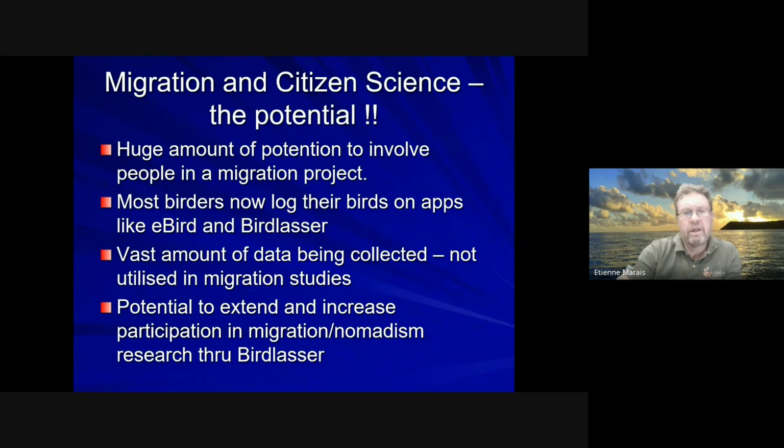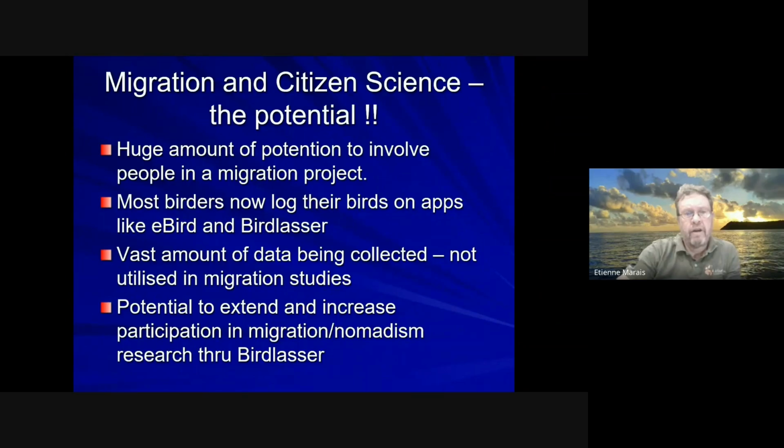And to this end, I've been interacting with BirdLasser to launch a bird migration project in Southern Africa. There's a huge amount of potential to involve people in a migration project because it's fascinating and everybody wants to, and it's so easy with smartphones and apps these days. People are using them to log all their birds on apps like eBird and BirdLasser. There's a vast amount of data being collected, but at the moment it's not been used at all. BirdLasser in particular has quite strong standards of privacy, and birders have to opt into specific projects to allow the data to be used.